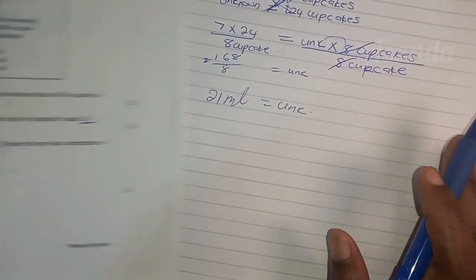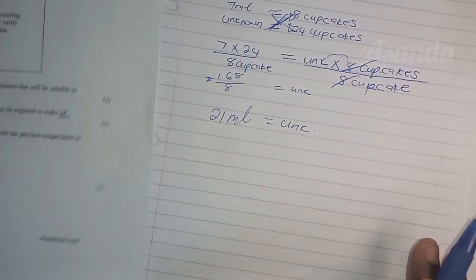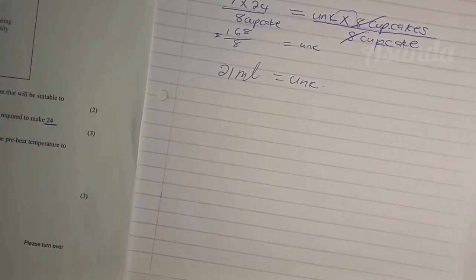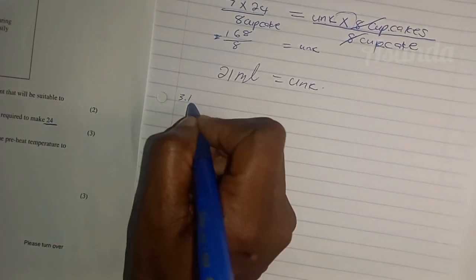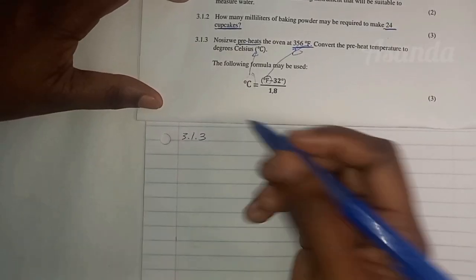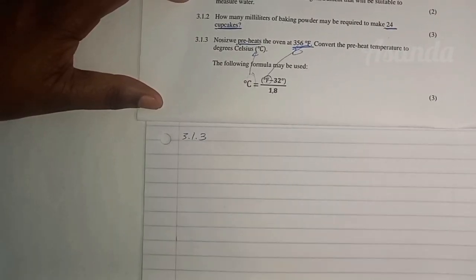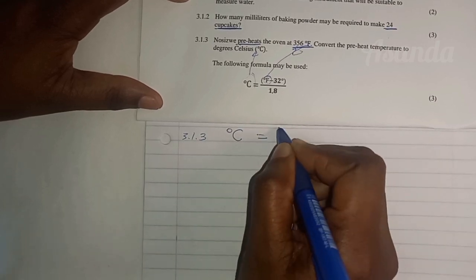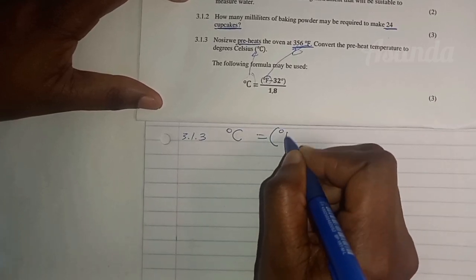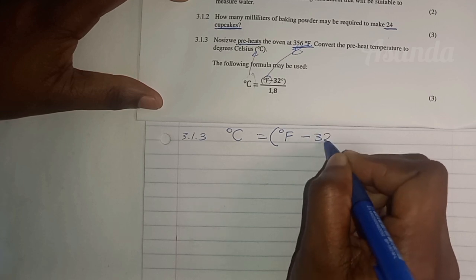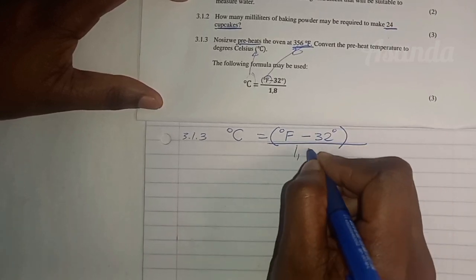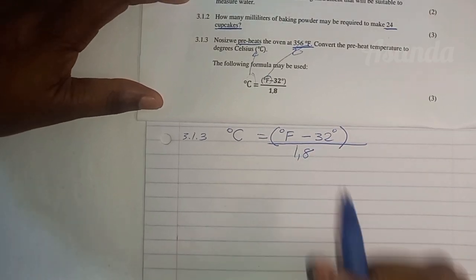So the first thing I do when I'm going to show that I'm going to use this formula is I'm going to copy my formula down. 3.1.3. Okay, so degrees Celsius is equal to open bracket degrees Fahrenheit minus 32 degrees close bracket. All that is divided by 1.8. I just copied it down. Now I go back to the question.